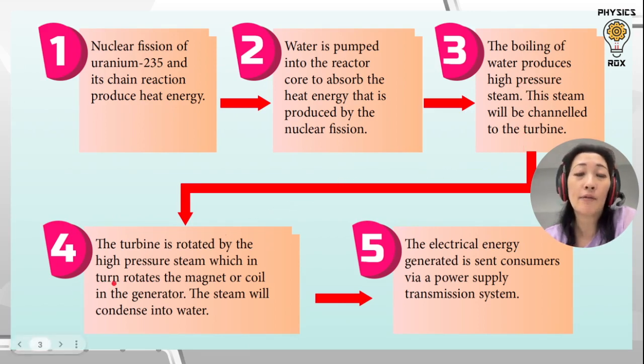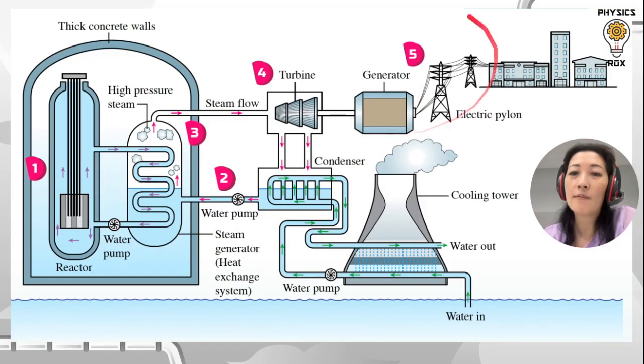The turbine is then rotated by high pressure steam, which then rotates a magnet or coil in the generator, and the steam will condense into water. The electrical energy generated is then sent to consumers via a power supply transmission system. So if you can't remember how the generator works and if you can't remember the transmission system, please watch my video on generators as well as the electrical transmission grid.